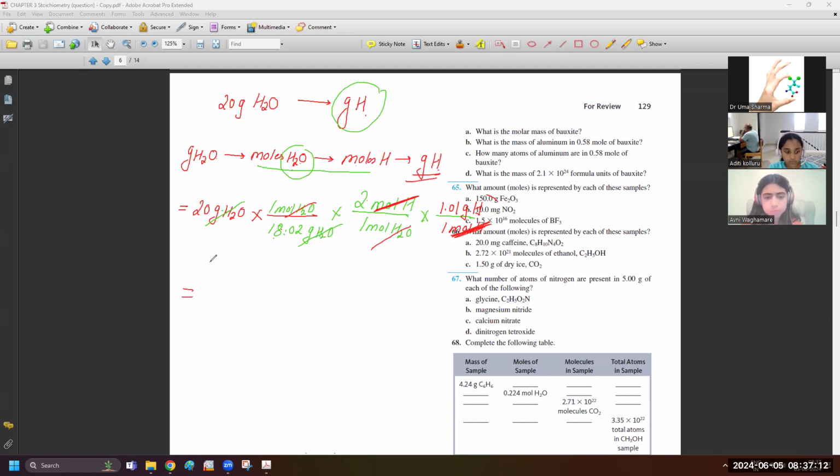So what is there in the numerator? 20. Put a decimal here. 20 times 1 times 2 times 1.01 divided by 18.02 times 1, grams of hydrogen.